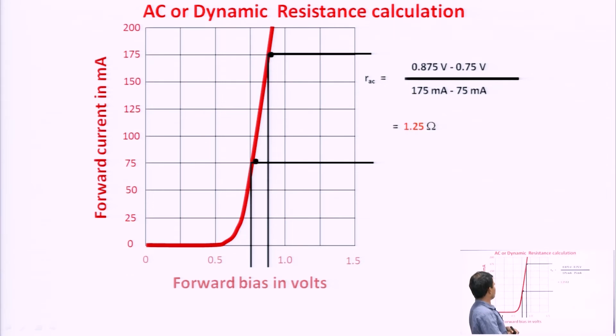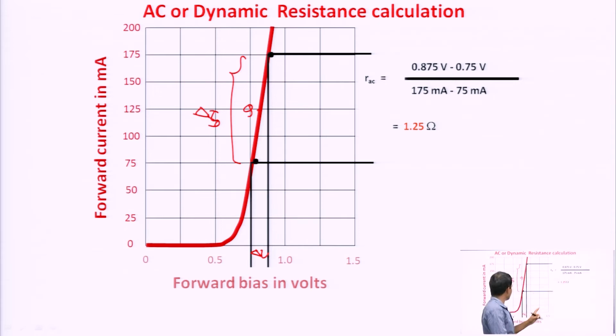There are 2 points. Suppose this is the operating point Q. Then we have taken 2 points, one at the upper side and another at the lower side, at the same distance. Now, this is the change in voltage, delta V, and this is the change in current, delta I.